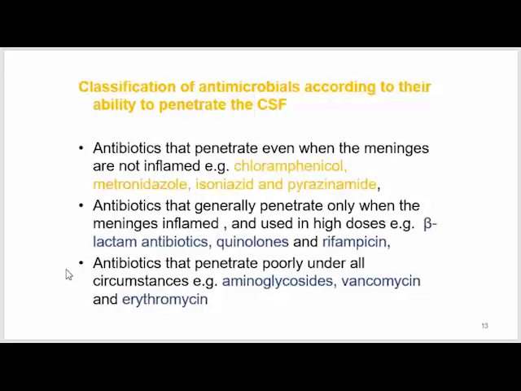We have also antibiotics that penetrate only when the meninges are inflamed and should be used in higher doses, like rifampicin, quinolones, and beta-lactam antibiotics. Then we have those that penetrate poorly in all circumstances. Aminoglycoside, erythromycin, and vancomycin.